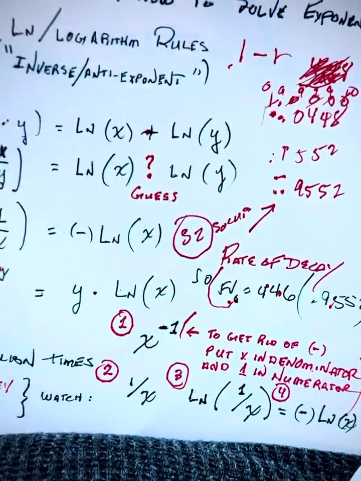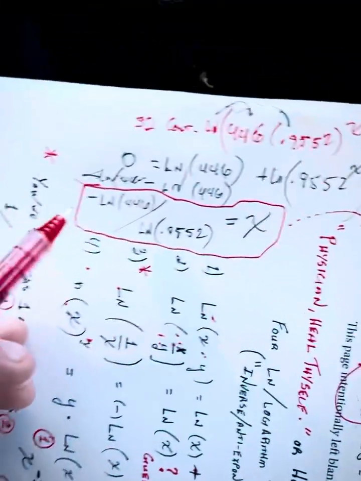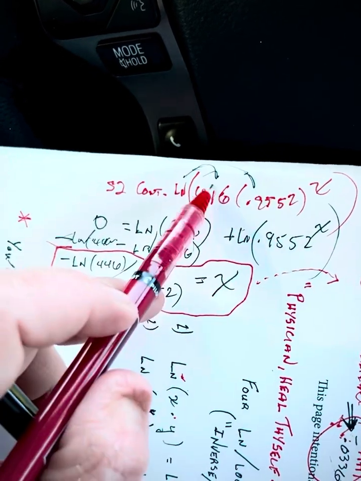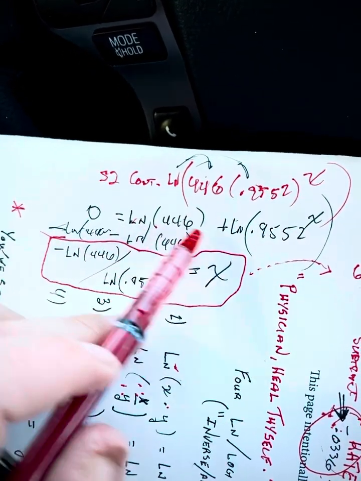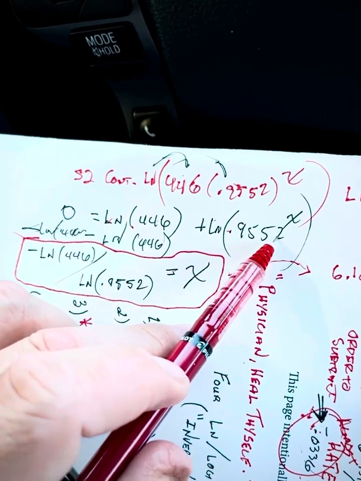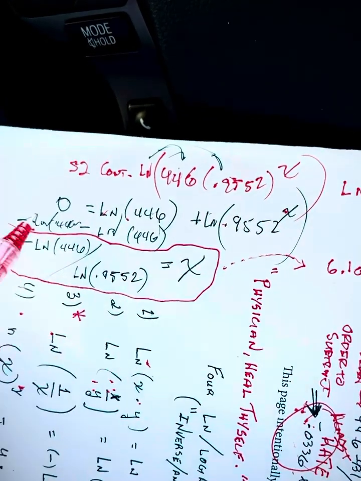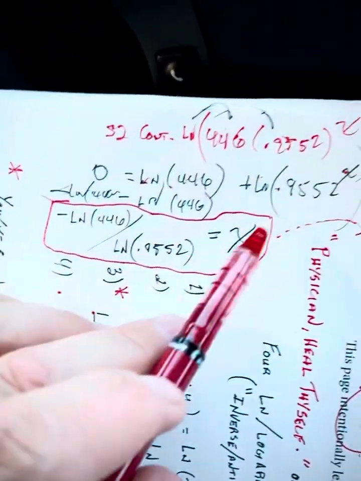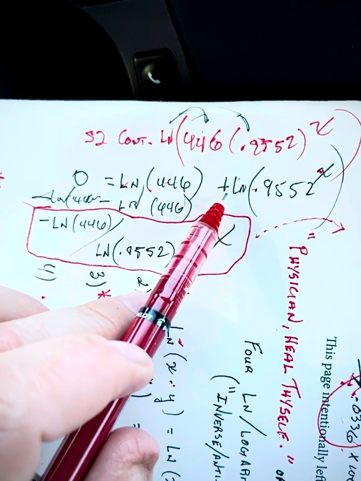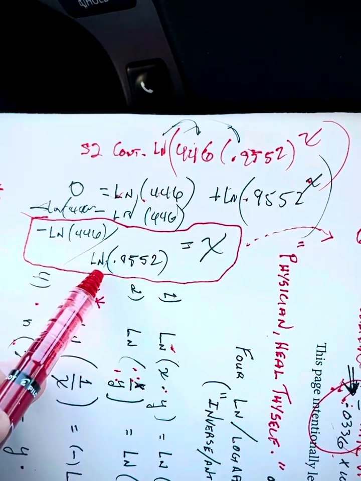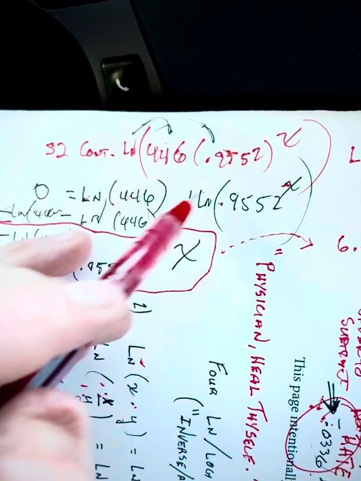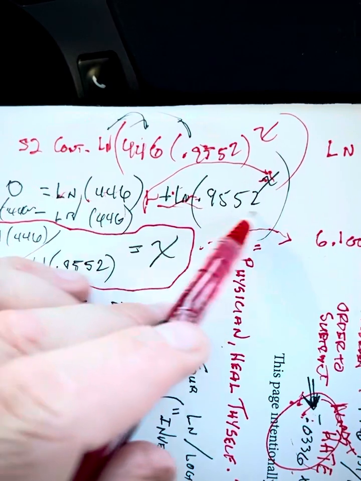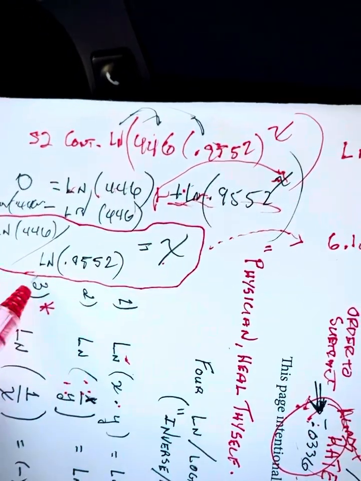Well, first, let's distribute a natural log to both pairs. And then we get log of 446 plus log of 0.9552 raised to the x. And then we subtract ln of 446 from both sides. Divide everything by... you know, when you take this log, it comes down. And then you can divide out this here. And you get x by itself.